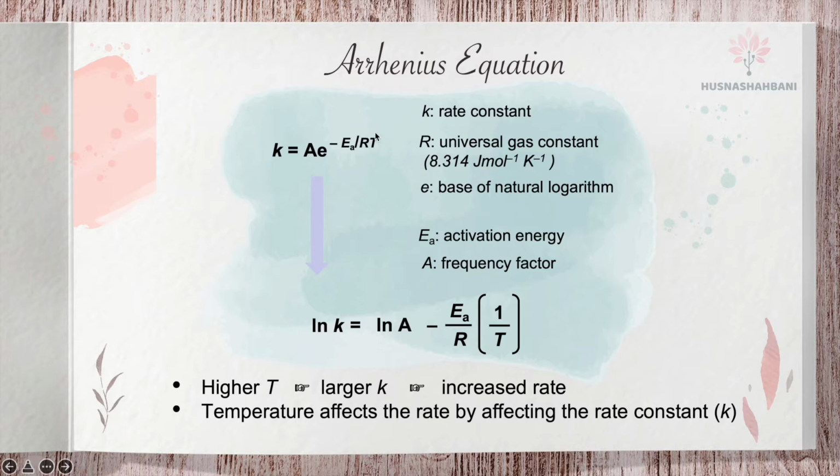This temperature must be in Kelvin as the unit for the gas constant is per Kelvin. And then put ln into this Arrhenius equation, you'll get ln k equals ln A minus activation energy over R times 1 over T. The higher the temperature, the larger the value of k, thus the rate of reaction increases. It shows that the temperature affects the rate by affecting the rate constant.